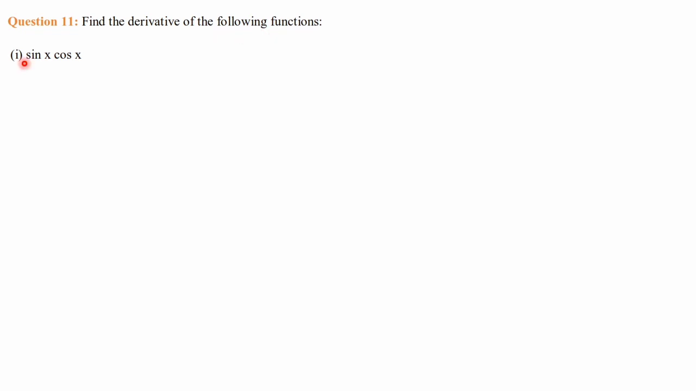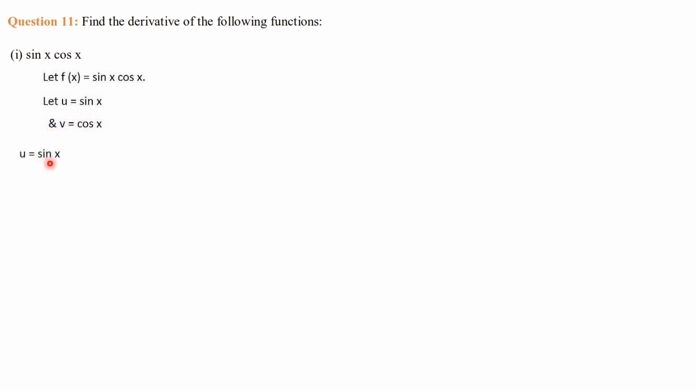So here we are going to use the formula. Let it be f of x, that is, f of x is equal to sin x cos x. Then this is clearly in the form uv, means product rule we have to apply. So let the first one be u and the second one be v. So u is equal to sin x and v is equal to cos x.